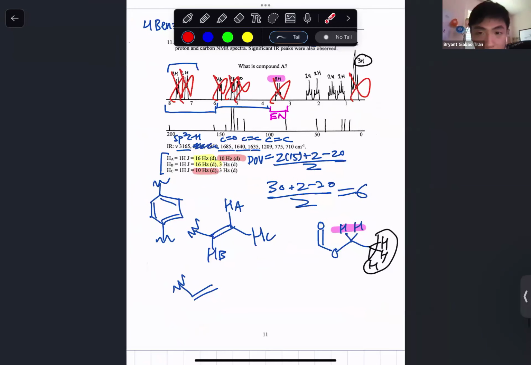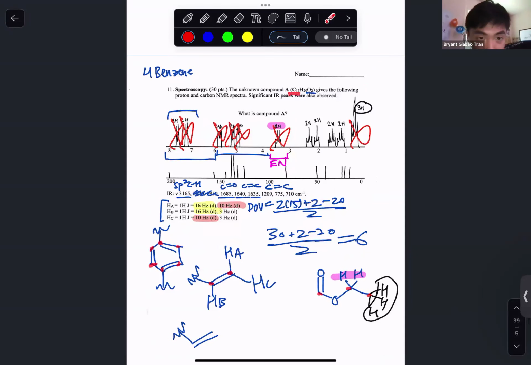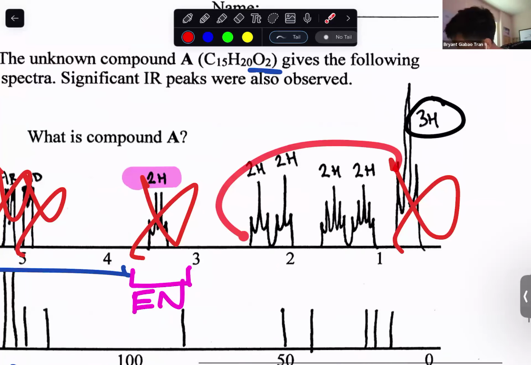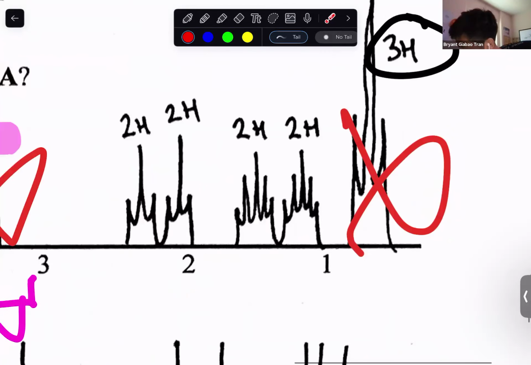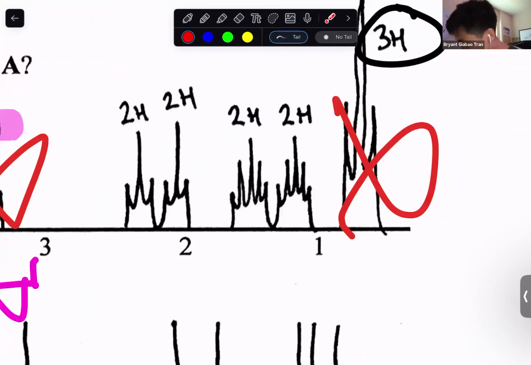So let's see how many carbons we used up so far. We used up 1, 2, 3, 4, 5, 6, 7, 8, 9, 10, 11 carbons so far. But we got 15 carbons. So we got to use 4 more carbons. And now this part here is the trickiest part, right? Like the bunch of 2 H's in a row. Because this could be like a chain of CH2, CH2, CH2, CH2, something like that, right?